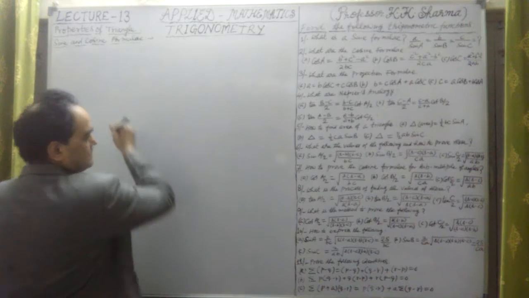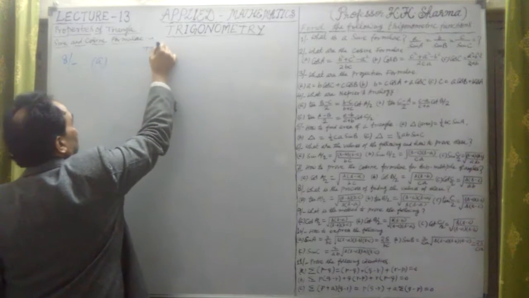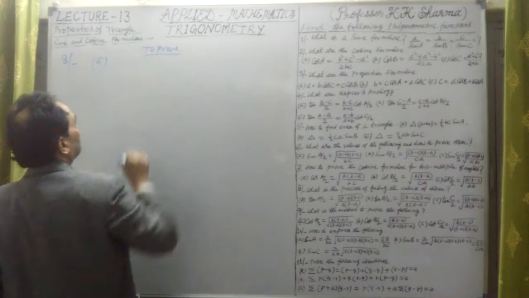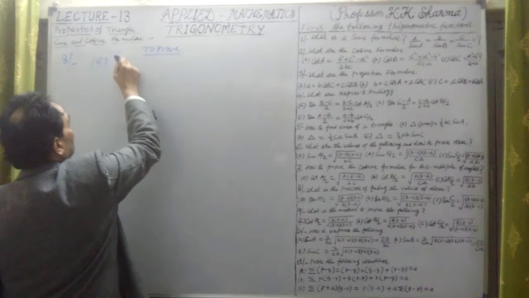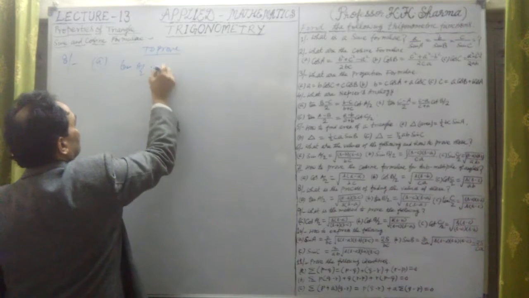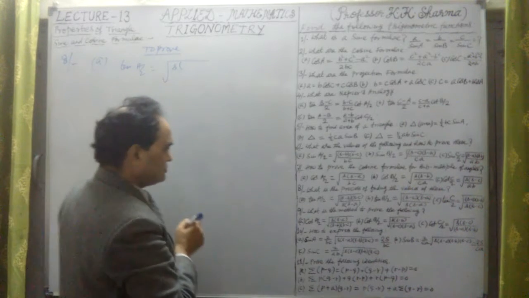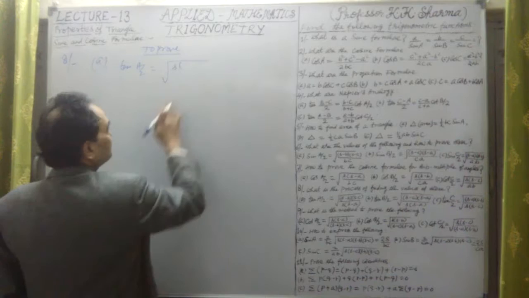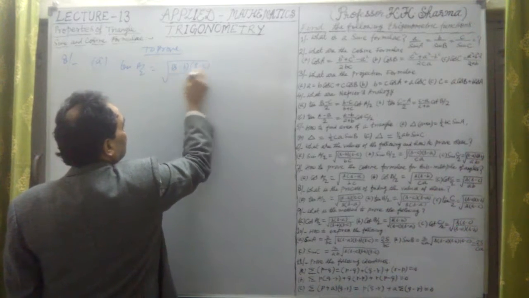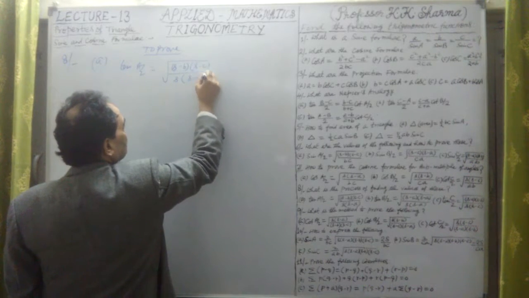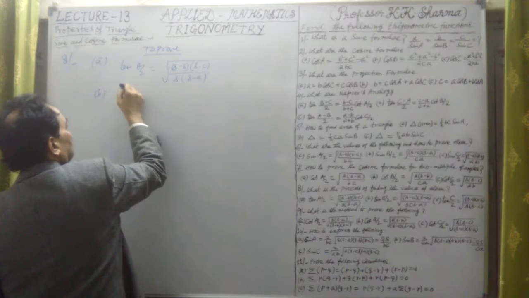Okay, question number 8, part A. To prove again, what we have to prove here: tan A by 2 is equal to under root of S minus B into S minus C upon S into S minus A. We have to prove, for B, tan B by 2.